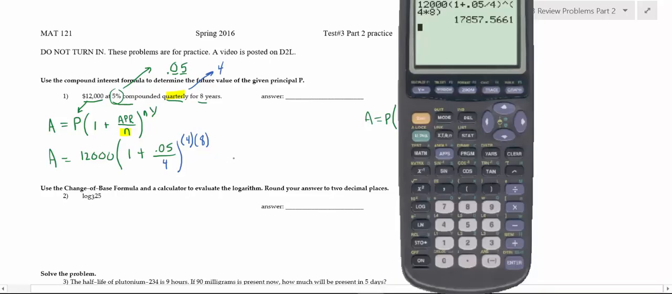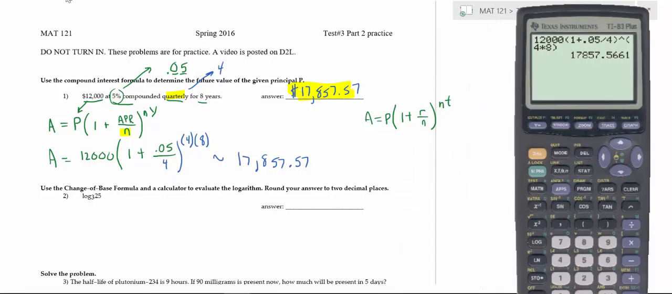Okay, so we end up getting approximately, and if we round that off, that's going to be about 17,857.57. Typically we'll round that off to the nearest cent. So then that should give the answer to the problem. So there's a few other things that I want to review as I'm going through this, a few things that you want to be sure that you study.